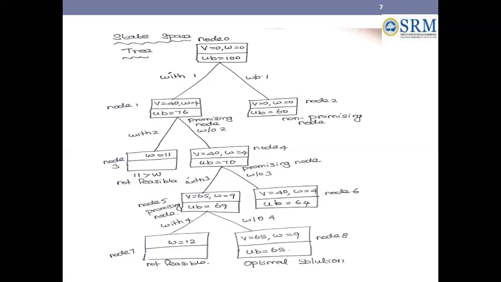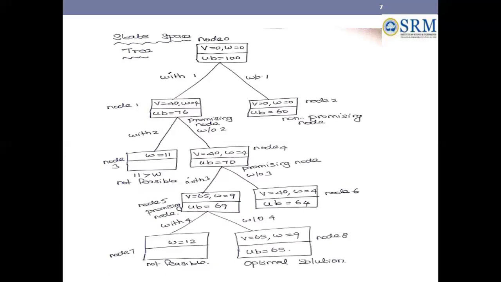So the right side is without item 2. We are not adding item 2, but the upper bound value will change because of the ratio of the next item. Now we are taking the second item, so to find the upper bound value we take the ratio of the third one. If you substitute the value, we get node 4 upper bound is 70.